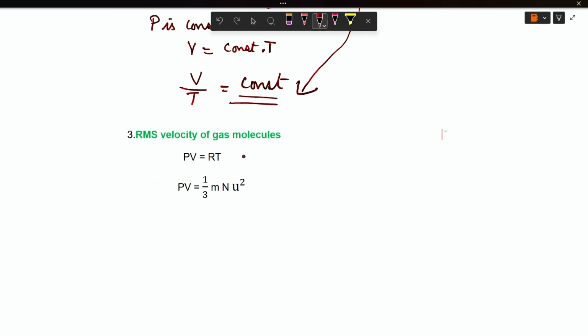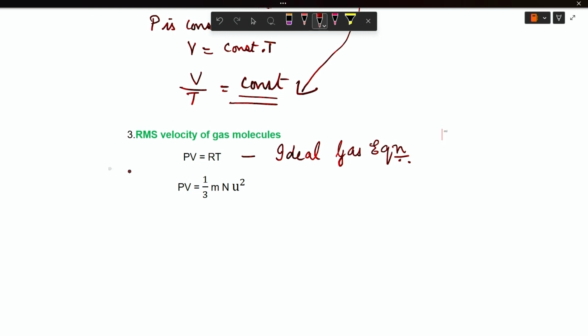We know that this is the ideal gas equation. Ideal gas equation is PV is equal to RT. Now, we are going to consider the kinetic gas equation for N0. What is that? Avogadro number. Here I have to put it as N0, N naught. This is the Avogadro number.